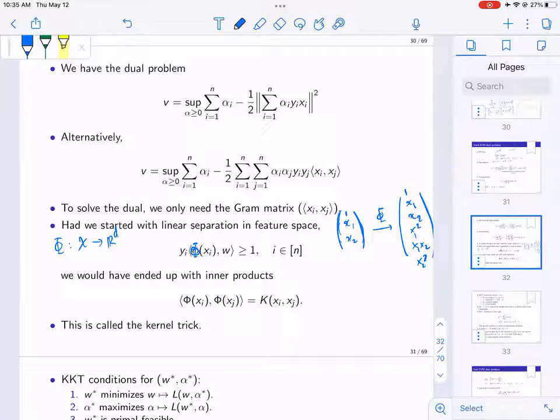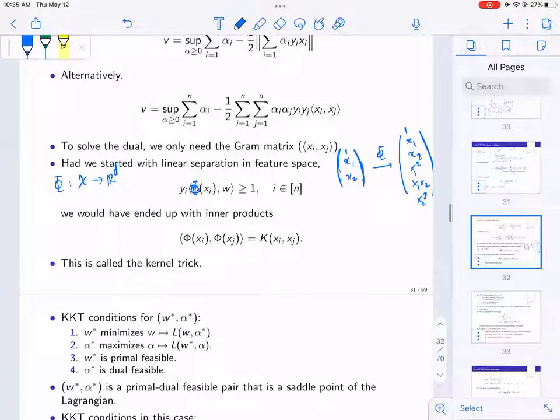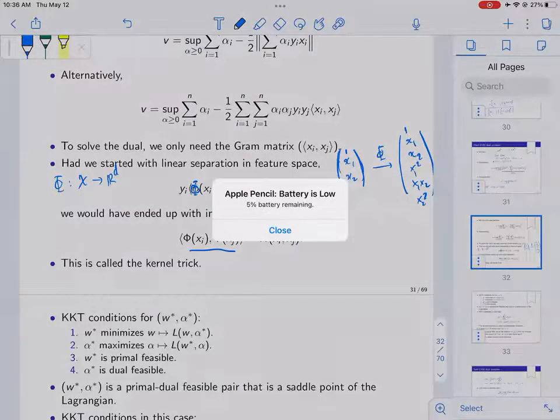So if I assume I have separation in that space, I can solve the SVM under these constraints. And you can see that if I write the dual, basically phi(x_i)'s are now my new x_i's. So what I would get here is the inner product of phi(x_i) and phi(x_j). And you can call this a kernel.